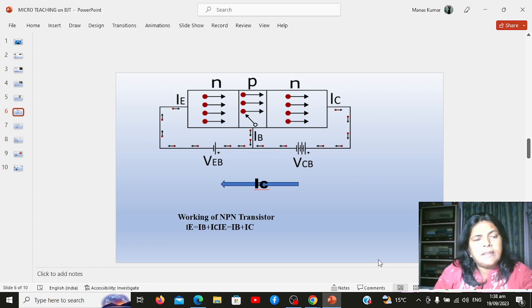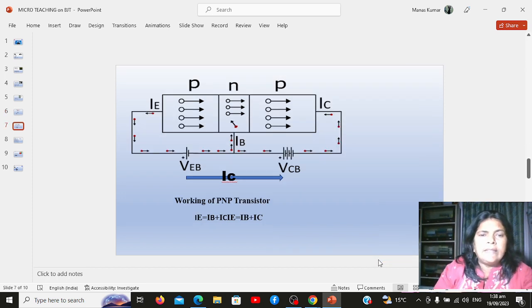In this manner, the entire emitter current flows in the collector circuit. The emitter current is the sum of base and collector current. Now, the second one is the PNP transistor. A PNP transistor is composed of two P-type semiconductors which are separated by a thin layer of N-type material.